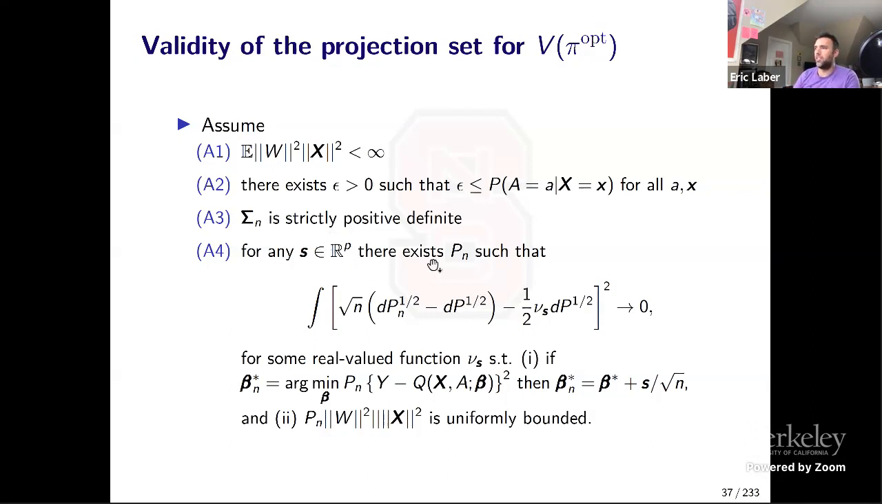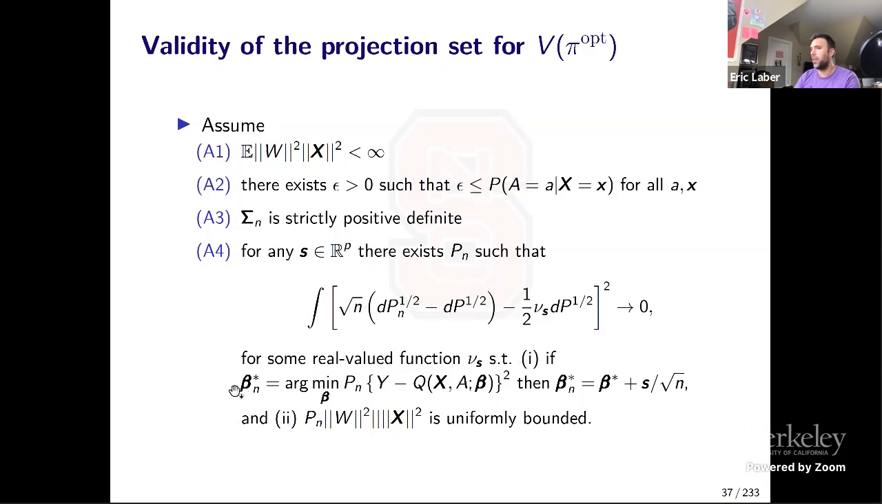So for any s, there's a sequence Pn such that if we look at the distance between Pn and P, there exists some real valued function V indexed by s, such that this difference in squared mean goes to 0. This is a technical condition that I don't want to really get into, but if you're interested, it's in the paper, and also in standard empirical process texts, like Van der Vaart and Wellner, for example.